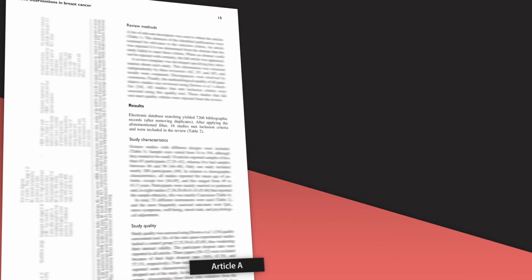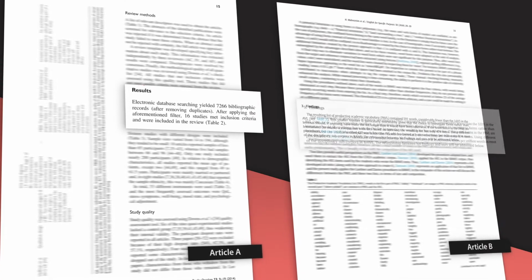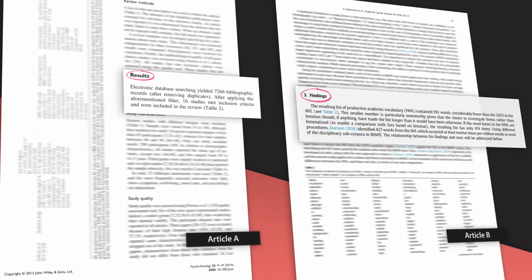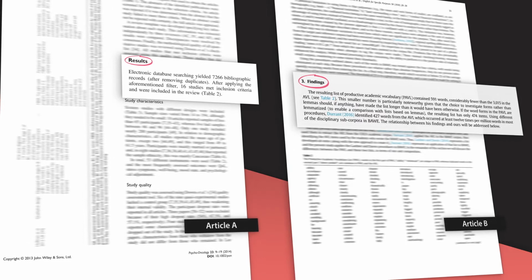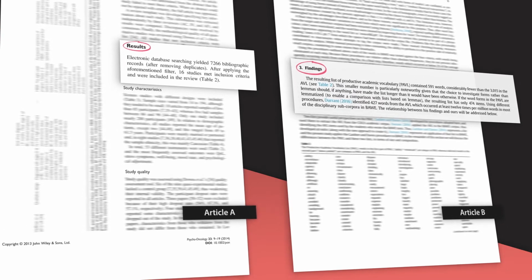As with the other parts of an IMRD text, the header for this section may say something other than results. For example, findings. Sometimes the final two sections, results and discussion, are combined into one. We've seen that the introduction raises questions. The results section provides the answers.